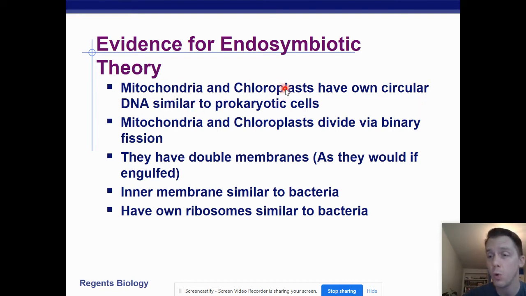Mitochondria and chloroplasts have their own DNA, which is already kind of weird for an organelle to have its own DNA, and it's very similar to bacterial DNA. So that's a big hint that they used to be bacteria.